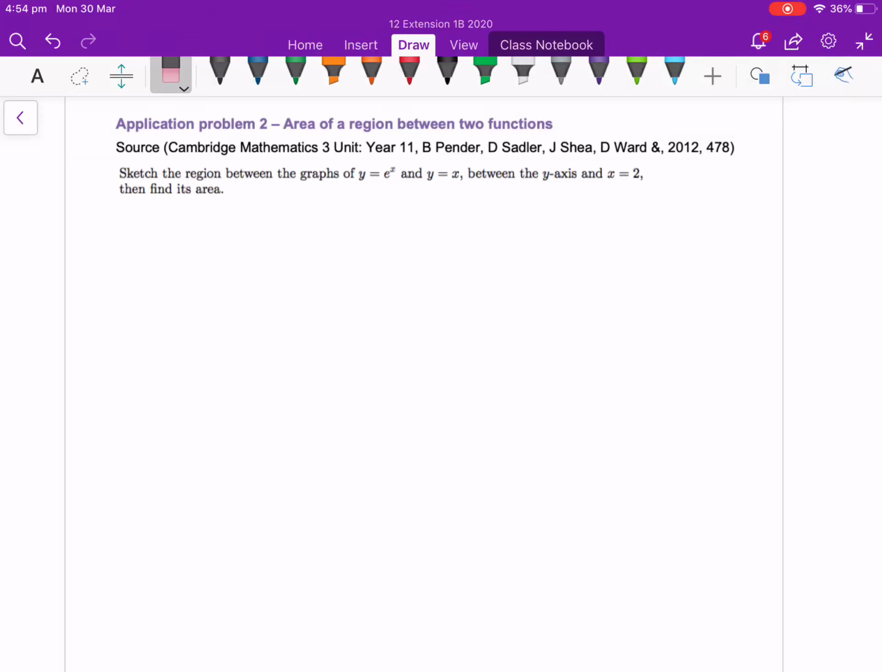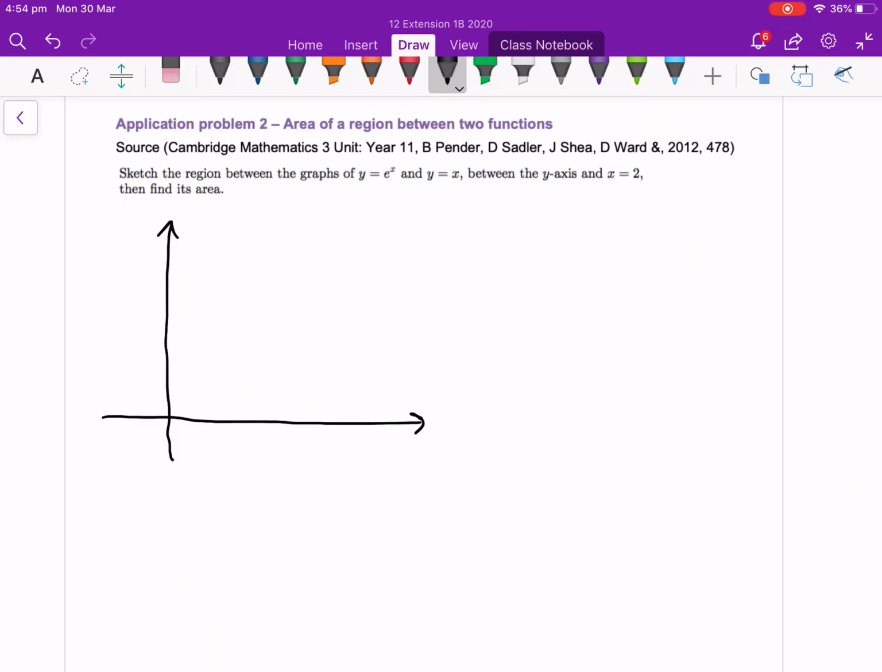Alright, so our second application problem is finding the area of a region between two functions. And as with any question involving area, if you're not supplied with a diagram, it's important that we actually introduce one. Now this question does ask us to sketch the region between the graphs and then find its area. So what we need to do first of all is find a few key points.